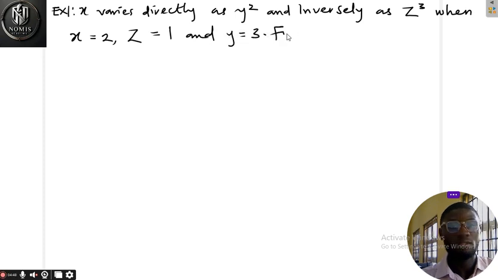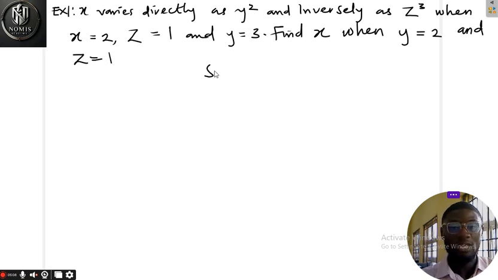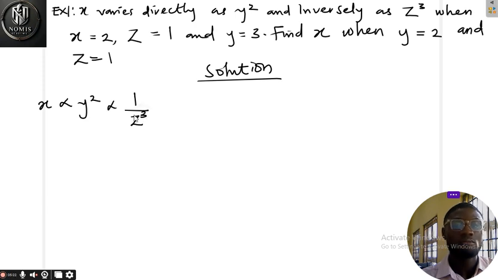So the question says, find x when y is equal to 2 and z is equal to 1. So let's get down to the solution. We have been given the parameters: x varies directly as y squared and varies inversely as z cubed. So that means this becomes x equals ky squared all over z cubed.